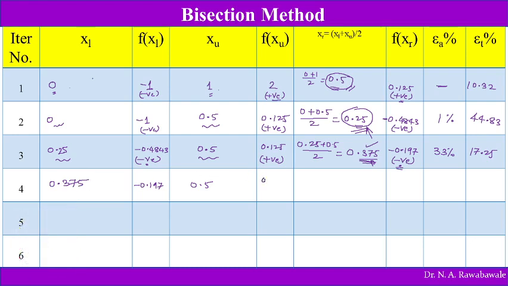So this is again 0.125, which is positive. This is negative. Average of this: 0.375 plus 0.5 divided by 2. The new approximation we get is the average of 0.375 and 0.5, which is 0.4375.